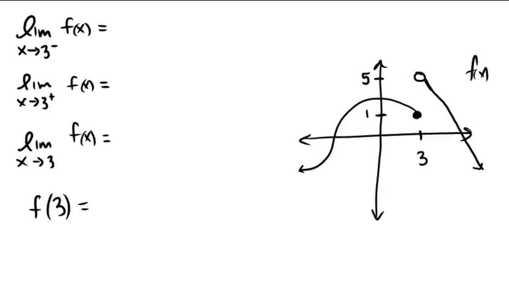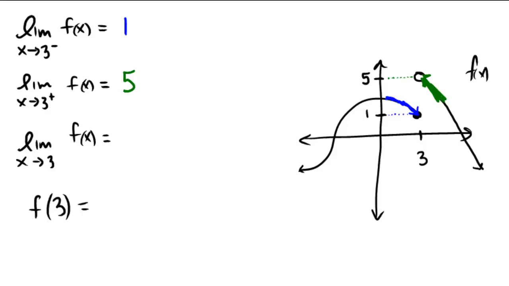As we approach 3 from the left, it means we're coming along this part of the branch, and we can see that the value is getting very close to 1. On the right hand branch, as we approach 3 from the positive side, we're coming towards 3 along this part of the branch, and I can see that my values are getting closer to not 1, but 5 this time. They're way up there at 5.